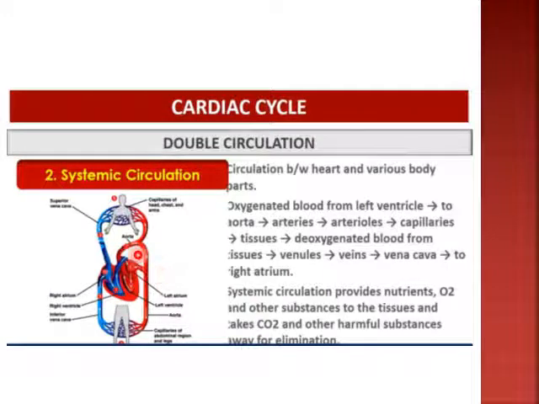Whereas systemic circulation is between the heart and the various body parts. Oxygenated blood goes from the left ventricle to the aorta, from the aorta to the arteries, from arteries to arterioles, capillaries and tissues, and deoxygenated blood goes from the tissues to the venules, then to the veins and the vena cava, and to the right atrium. Systemic circulation provides nutrients, O2 and other substances to the tissues and takes CO2 and other harmful substances away for elimination.